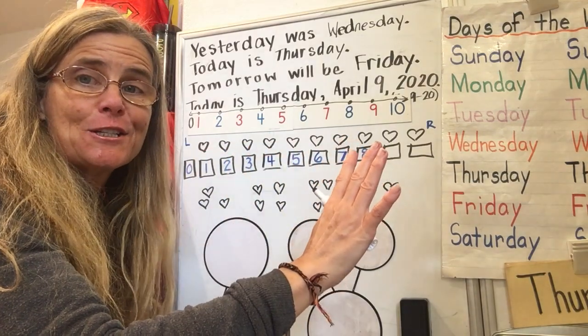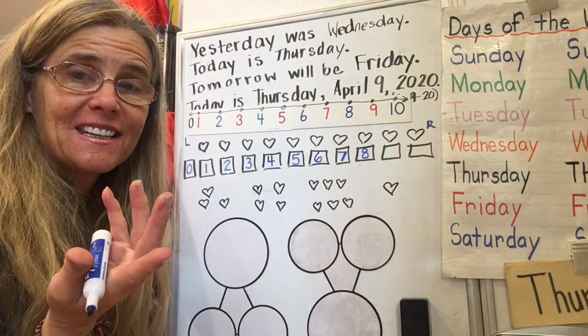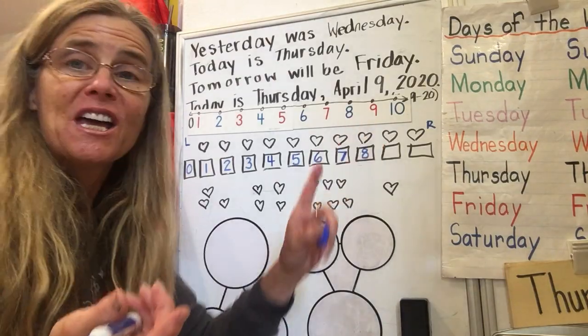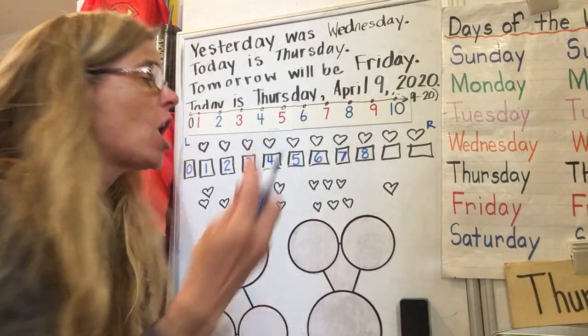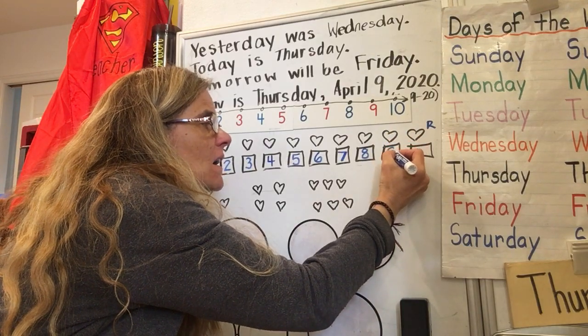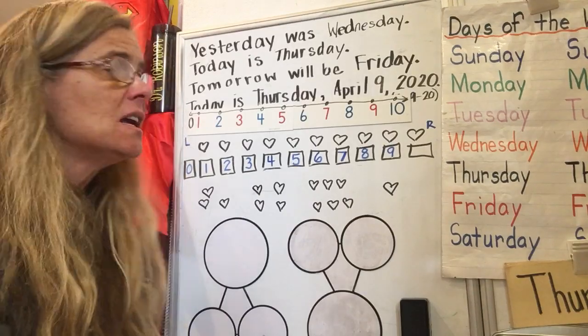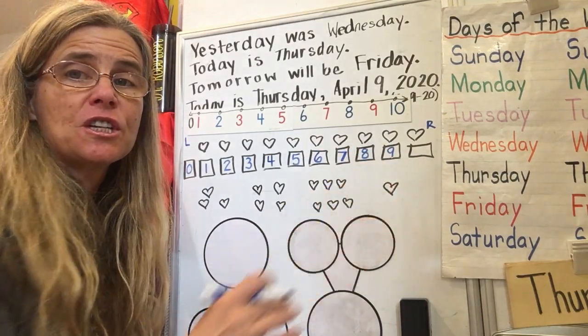Our last single digit number, which is the date for today, is, if you said 9, you were correct. And 9 is an odd number. Make a loop to the left, on the right add a line. That makes 9. Now we're completely out of single digit numbers.